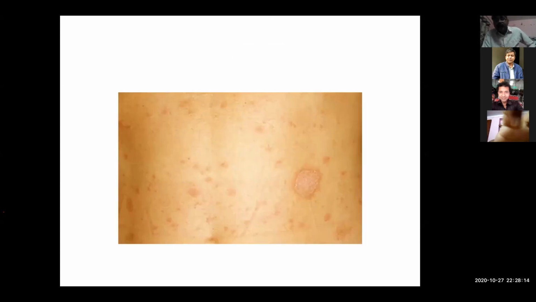Very nice herald patch, classical herald patch. I think you can appreciate the oval lesion and slight scales surrounding the periphery of the lesion. This scale is called a fine colored scale. Psoriasis scale is micaceous, silvery white, loosely arrayed, like mica. This one is a light scale along the margin, okay, fine colored scale. Surrounding it, you are seeing some papular, slightly erythematous lesions also visible.